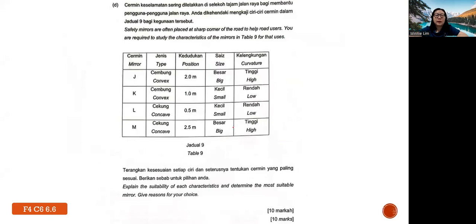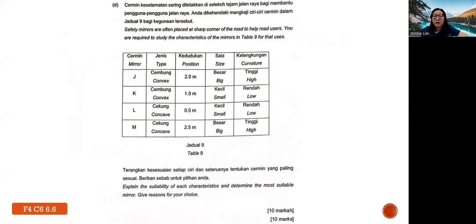Okay, move on. The safety mirrors are often placed at sharp corners of the road to help road users. You are required to study the characteristics of the mirror in Table 9 for that use. Explain the suitability of each characteristic and determine the most suitable mirror and give reason for your choice.